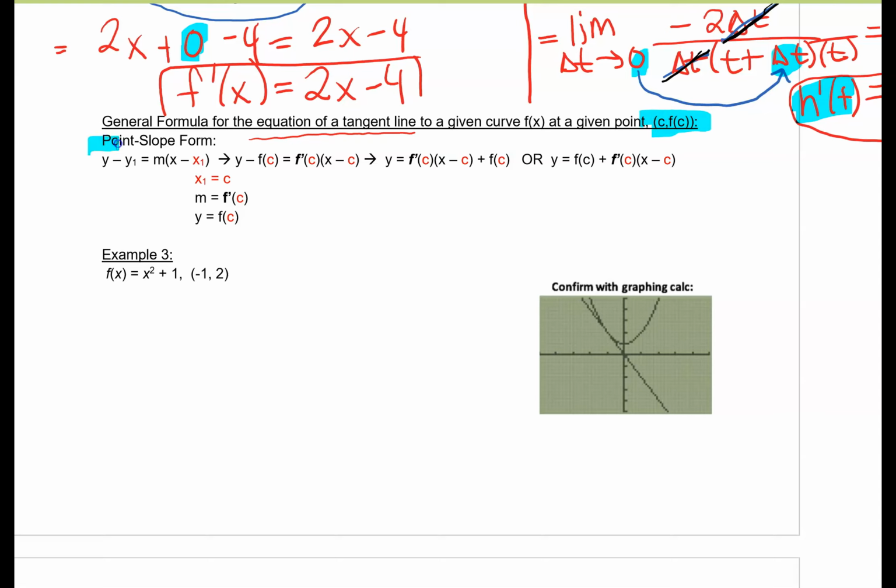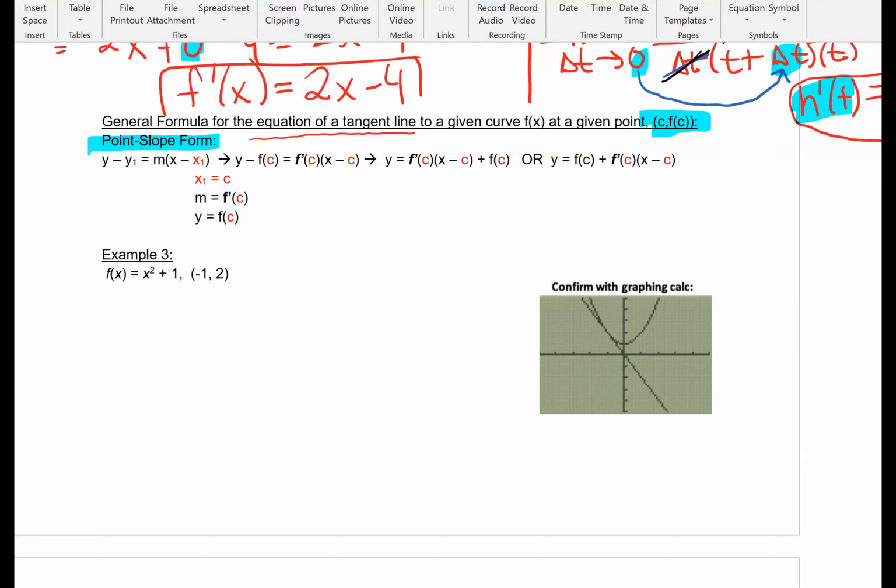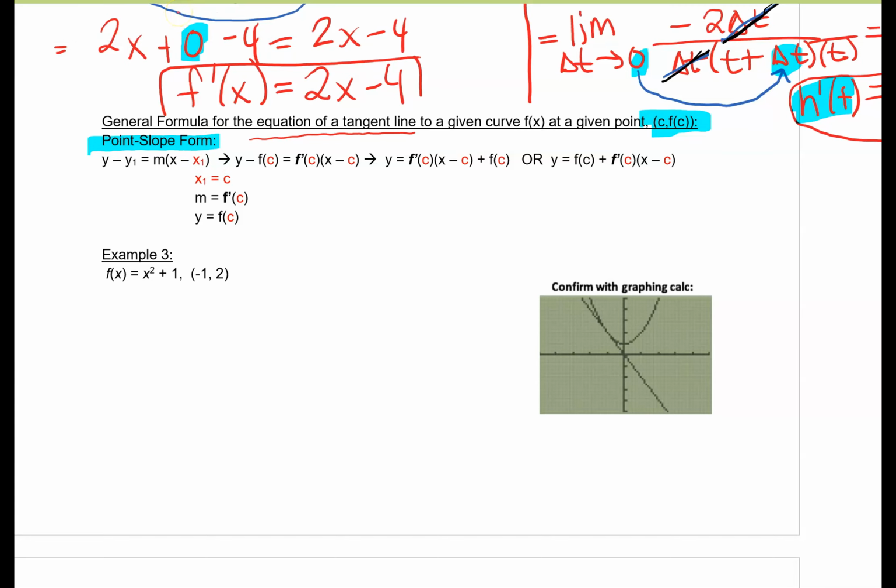So basically we use the point slope form, which if you think back to Algebra 1 days was y minus y1 equals m times x minus x1. But if you think about it, the x1 and the y1 are just a point on the curve. So first of all, x1, we're going to call it c. And x1 comma y1, we're going to think of as c comma f of c, right? So I've got x1 is c, and then y1, sorry, is f of c.